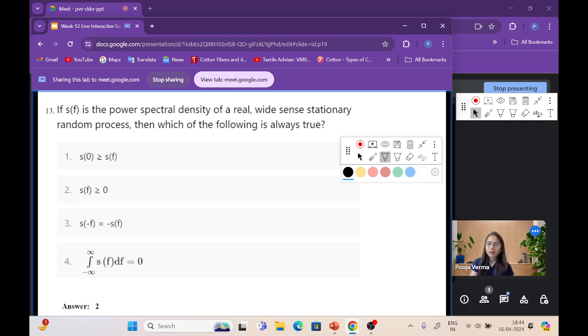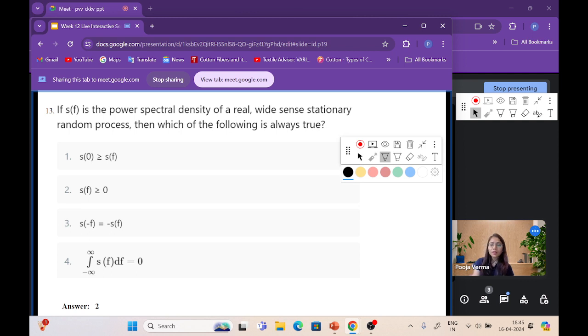Option A is S of 0 must be greater than or equal to S of f. Option B is S of f must be greater than or equal to 0. Option C is S of minus f is equal to minus S of f. And option D is the integration from minus infinity to infinity of S of f df is equal to 0.